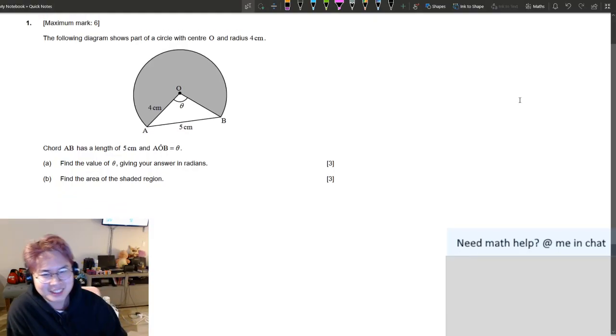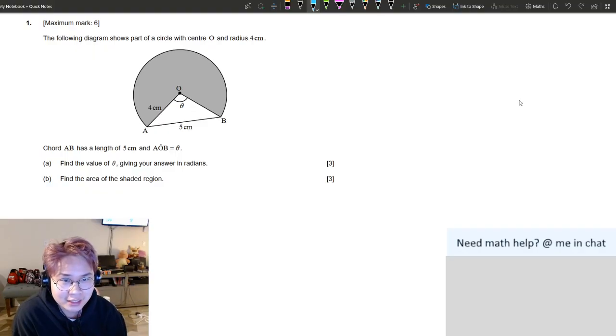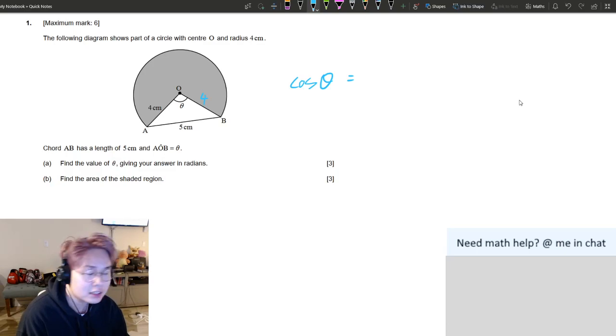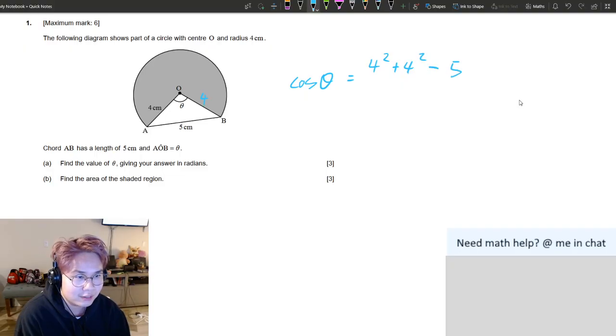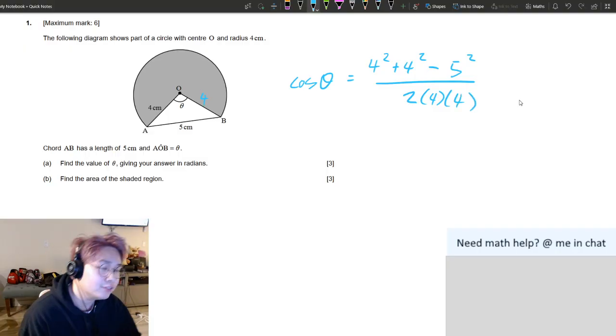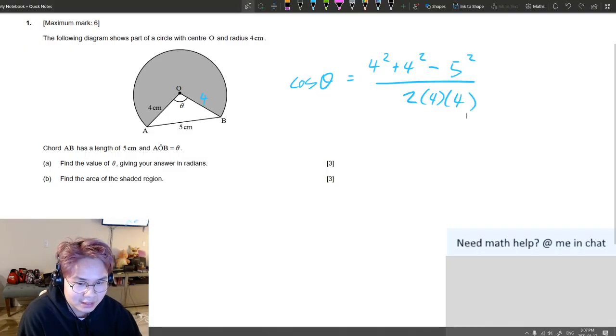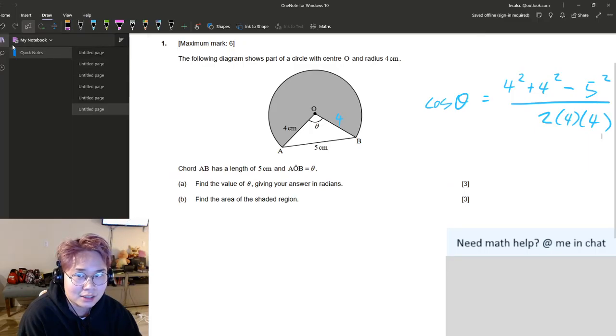So let's see. Find the value of theta given all of this information. So of course we know that this is 4. So what we're going to do is use the cosine law, or cosine rule, where I'm going to take 4 squared plus 4 squared, and then subtract 5 squared, divided by 2 times 4 times 4. Let me just double check that that's actually the formula that they want.